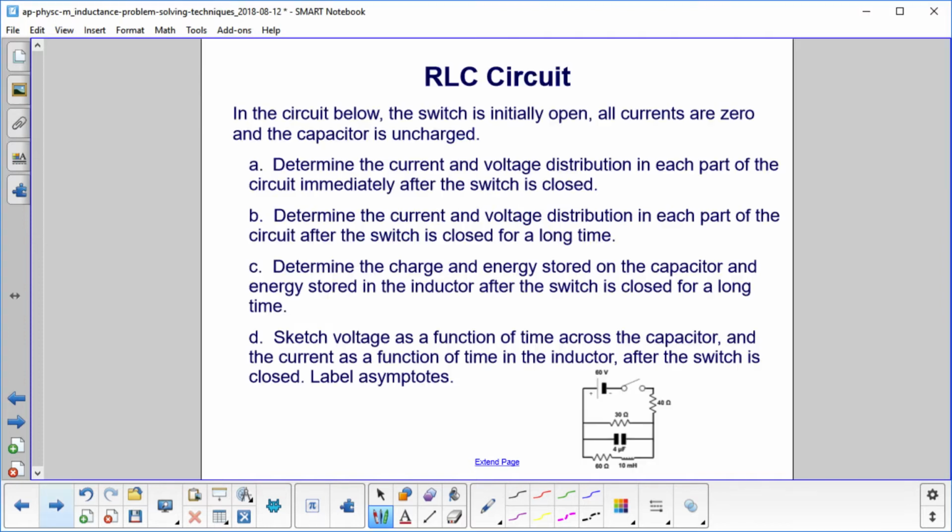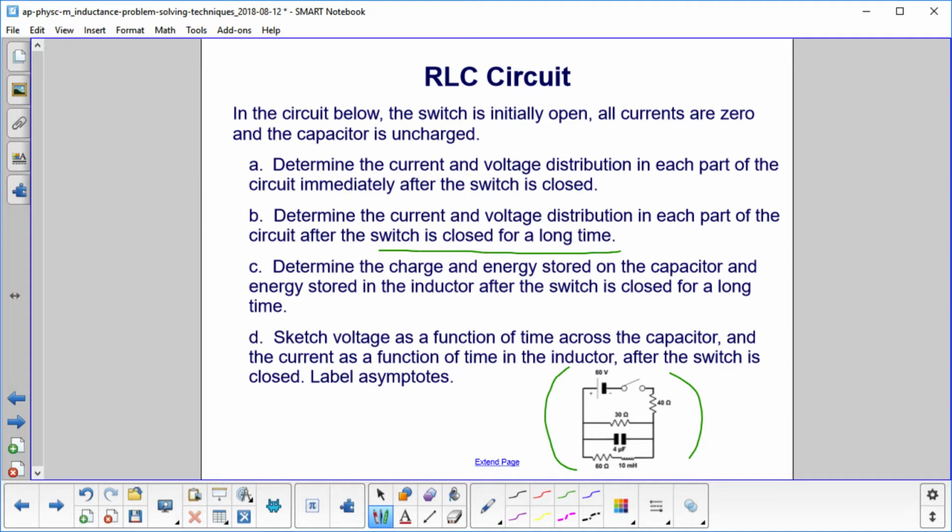RLC circuit. In the circuit below, and you'll have bigger pictures on the next slide so you can actually see it, the switch is initially open, all currents are zero, and the capacitor is uncharged. Determine the current and voltage distribution in each part of the circuit immediately after the switch is closed. Then do the same thing for when the switch is closed for a long time.